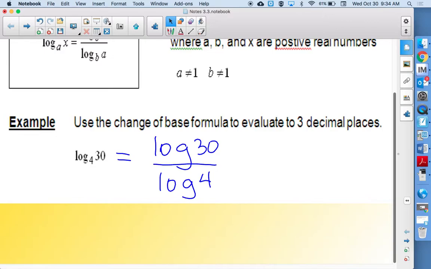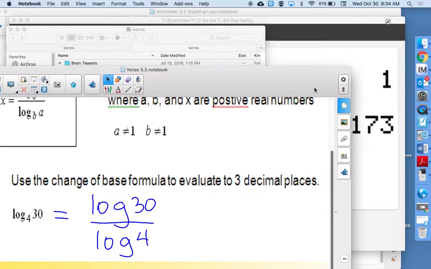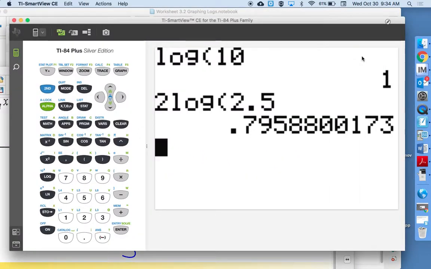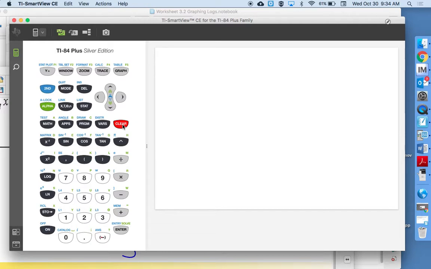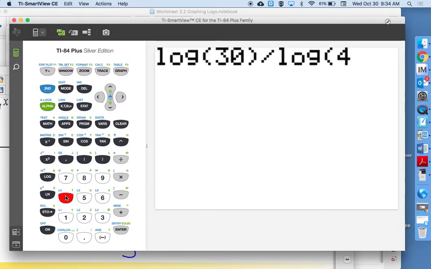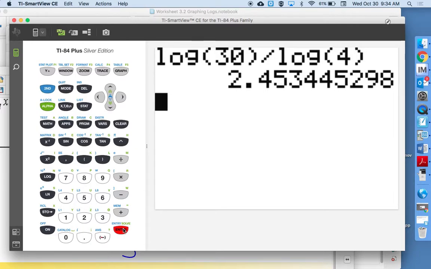Now, in the calculator, there are 2 different ways you can do this. Here's my calculator. So the one way would be literally to hit the log button and do the log of 30, and then divided by the log of 4. And then you get, it says 3 decimal places, 2.453. However, there's another option in your calculator.